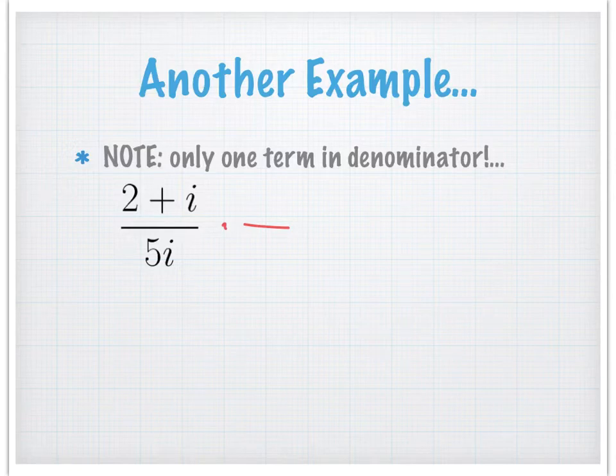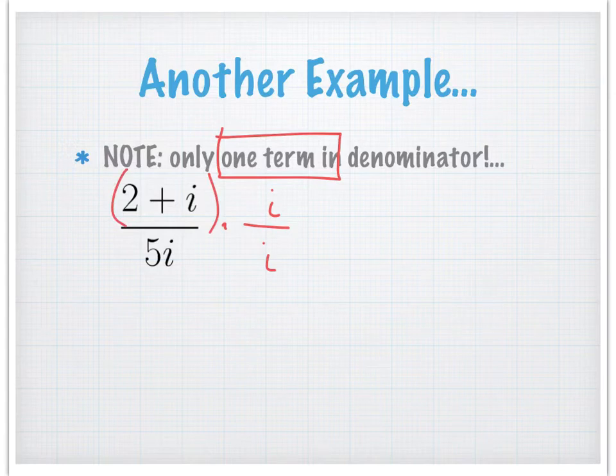Negative 5i would be the complex conjugate of positive 5i. We don't need to do that. When there is only one term, and this rule that I'm about to say only applies when there's one term, multiply the top and the bottom by just i. So now we have 2 plus i multiplied by i in the numerator. The denominator of 5i is being multiplied by i.